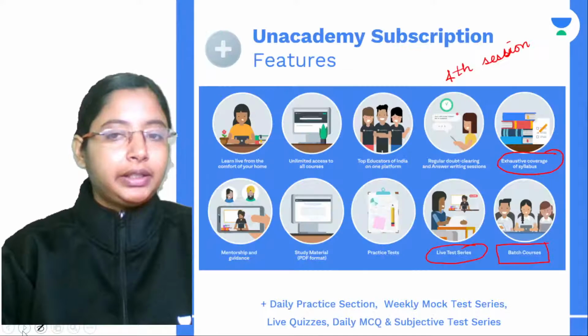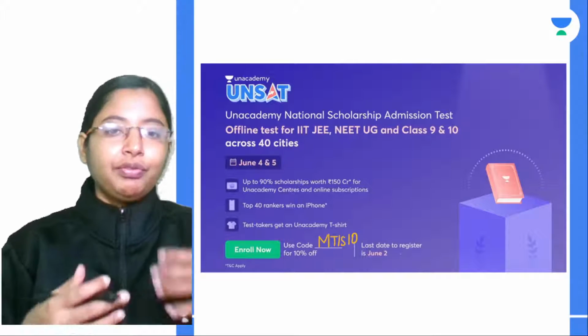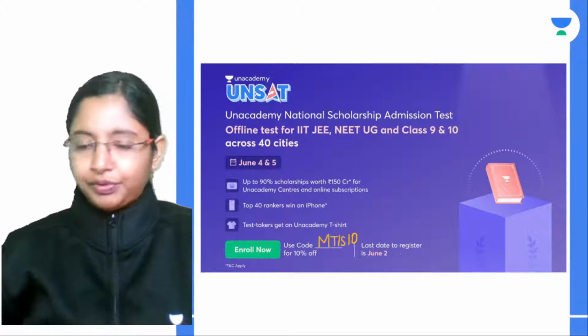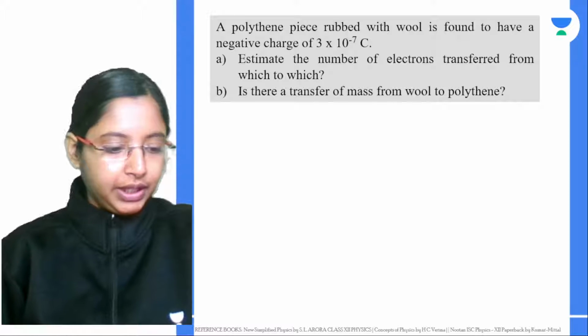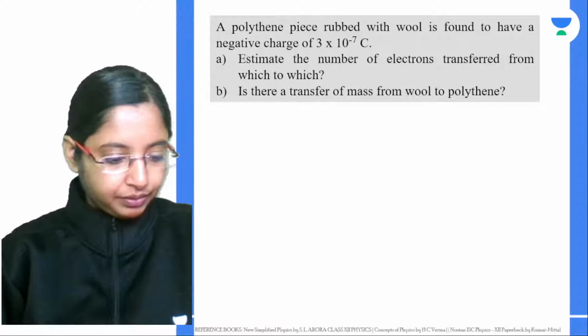And with that note, let's begin today's class. When we first learned about electric charges, the first basic concept we learned was about quantization of charge.